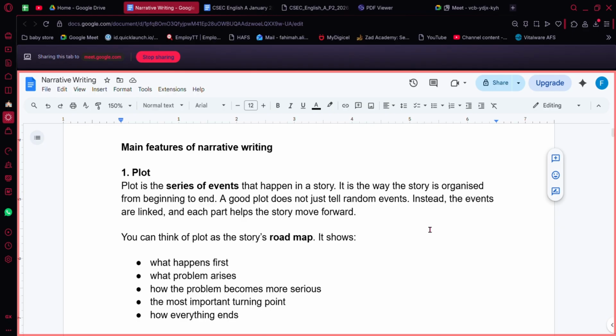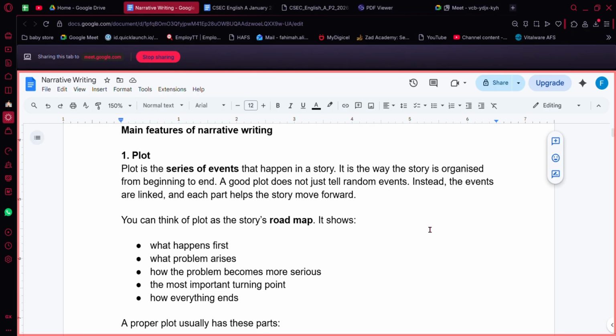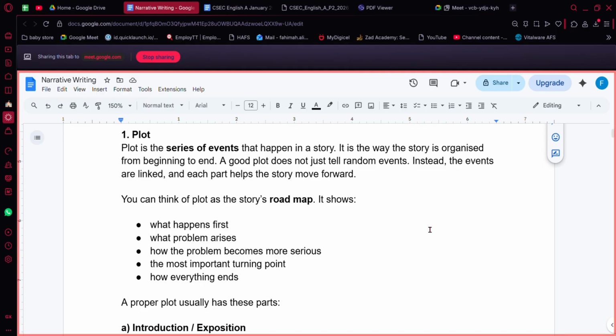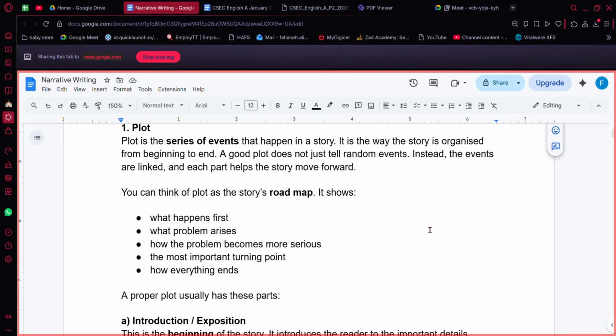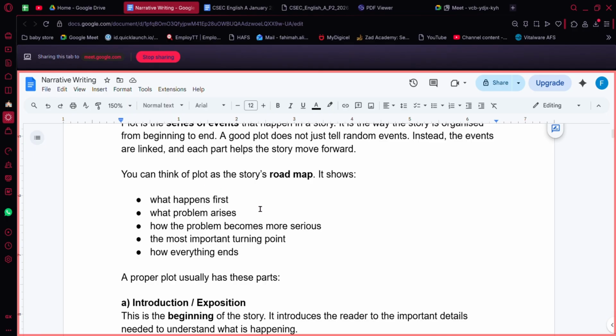When you want to write your story, you need to think of the plot as the roadmap. So it shows what happens first in the story. So first I wake up. What problem arises? I forgot my study notes home. How the problem becomes more serious. Maybe I wasn't getting through to my mother on the phone. Then the most important turning point is when she finally answered, but she said she was at work. Now how everything ends, maybe she agreed to go home and pick up the study notes and bring it for me in school. So, a proper plot has three parts: the introduction or exposition.